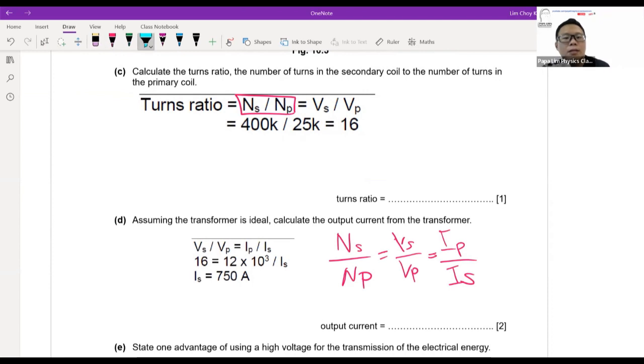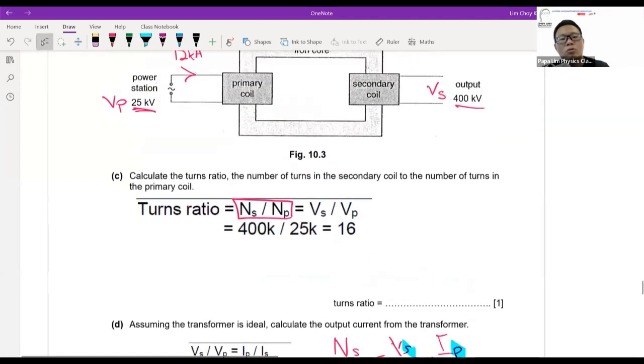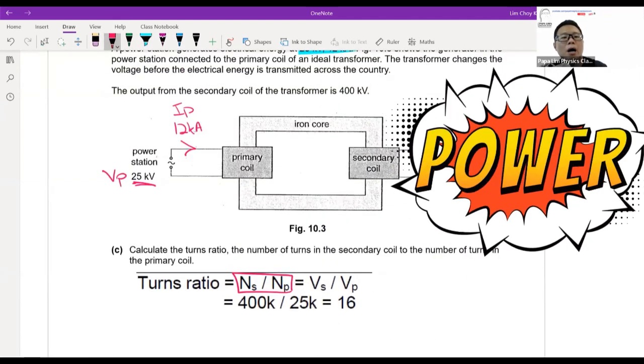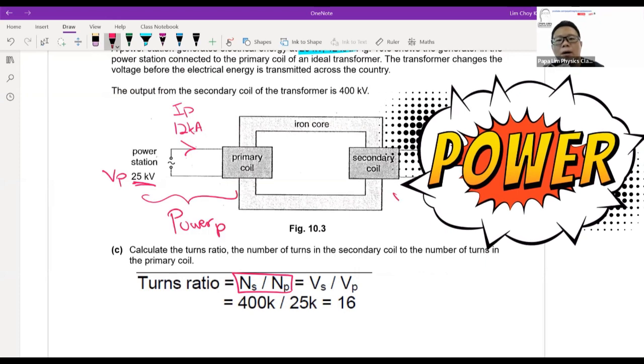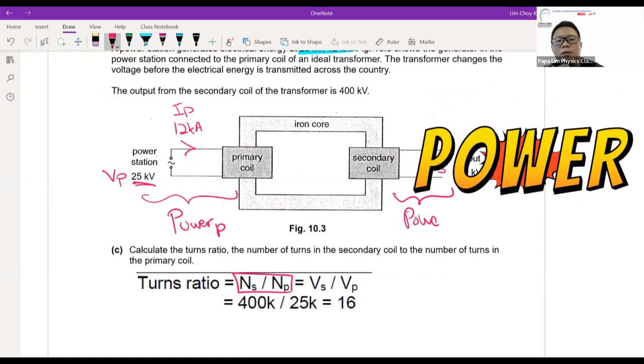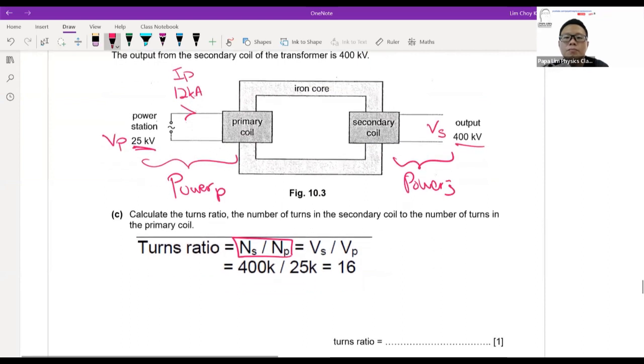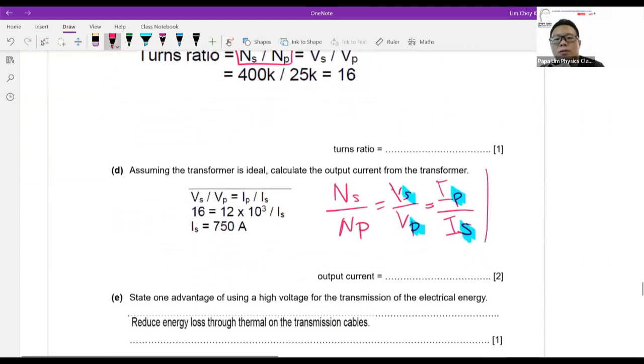So remember that there's a swap here in terms of the primary and secondary. Remember the differences. Or sometimes, if you don't want to use this formula, you can go back to basics, where we look at the power in the primary coil being equal to the power in the secondary coil. So you can do this also.